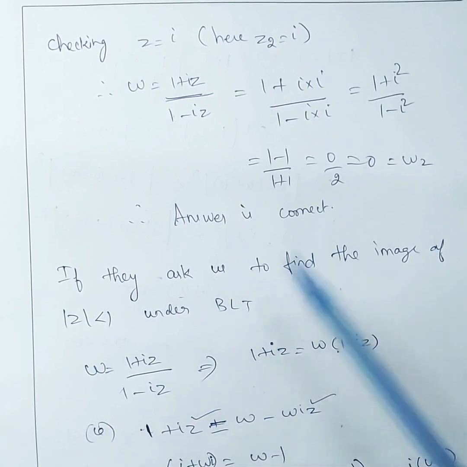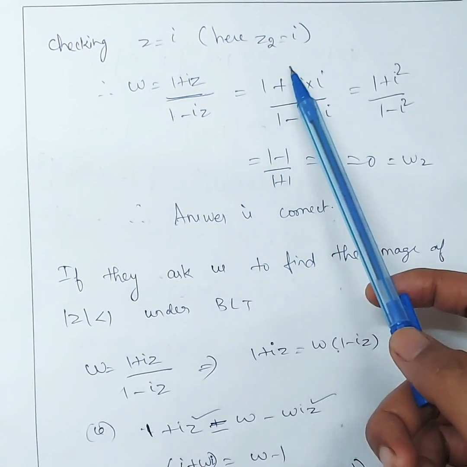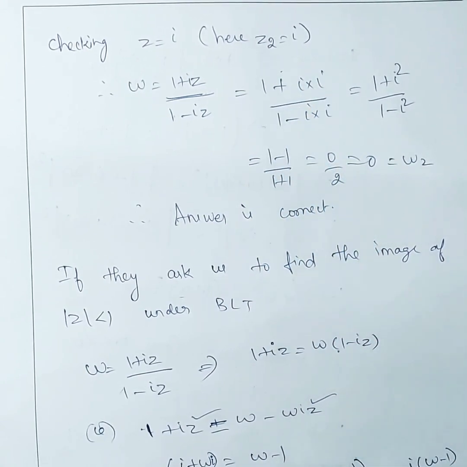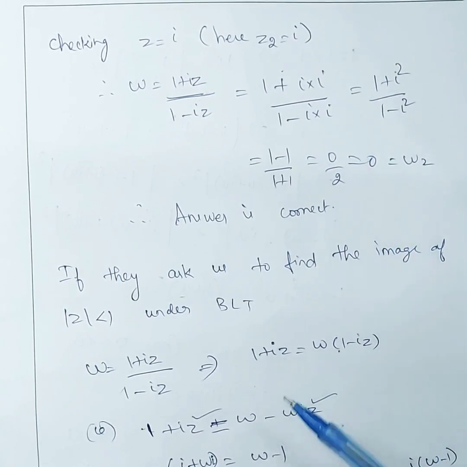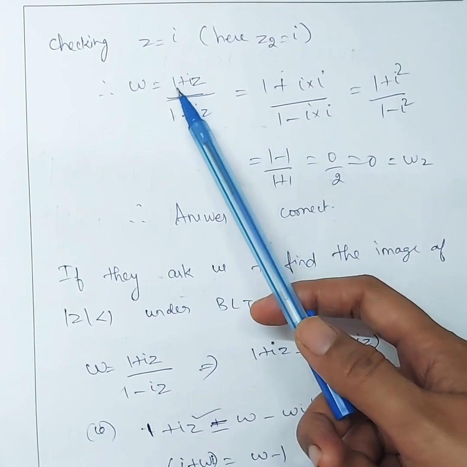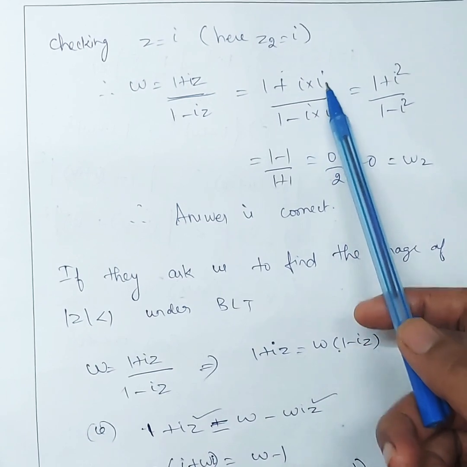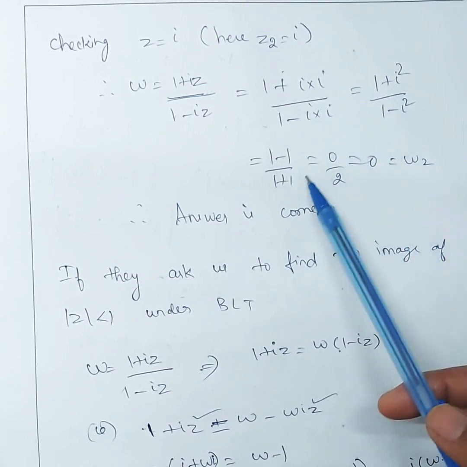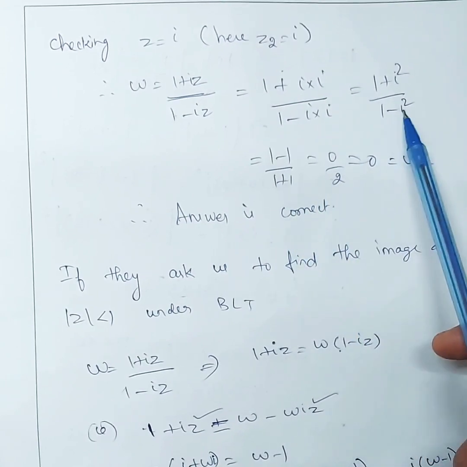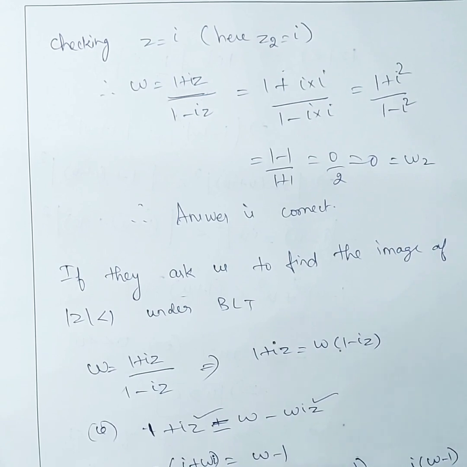You can check whether your answer is right or wrong by taking any one value. Say if I take z is equal to I, here your z2 value is I. What is the corresponding w2 value given in the question? 0. If you get that answer by substituting in this, then it means your answer is correct. Let's check here. 1 plus I into z. In the place of z I have replaced I. So in numerator and denominator I have I square. I square value is minus 1. So numerator will become 1 minus 1. Denominator already has a minus sign, right? So it will become 1 plus 1. 0 by anything is 0. So it means your answer is correct.